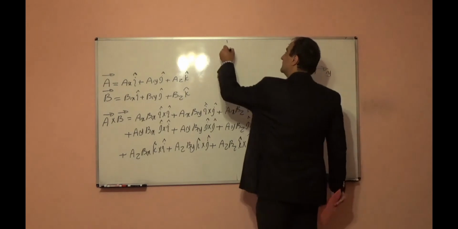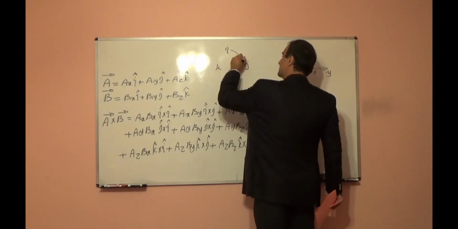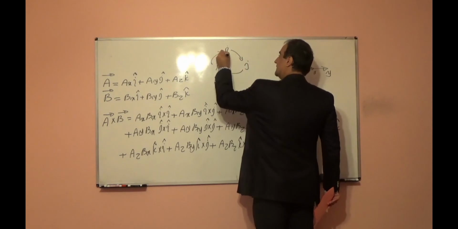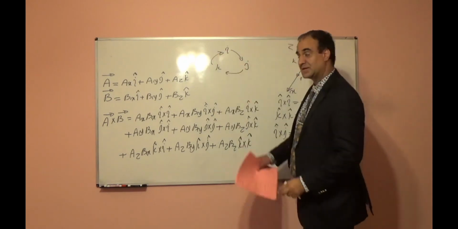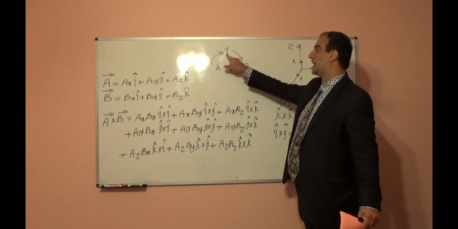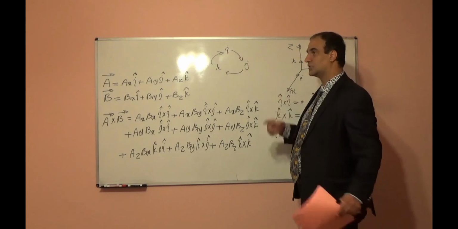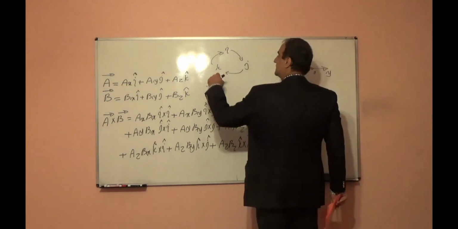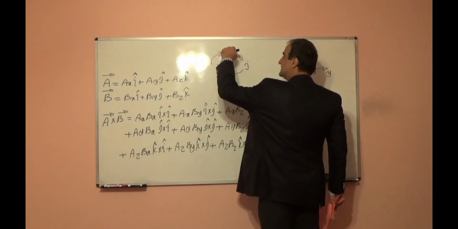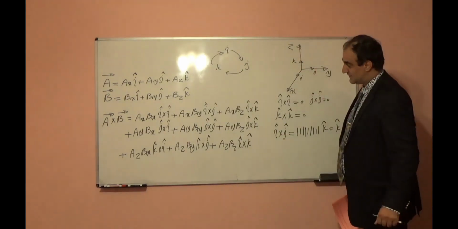In order to figure this out fast: i, j, k. i cross j will give you k. j cross k will give you i. k cross i will give you j. Or, if you rotate in the opposite direction, you will end up with a negative.